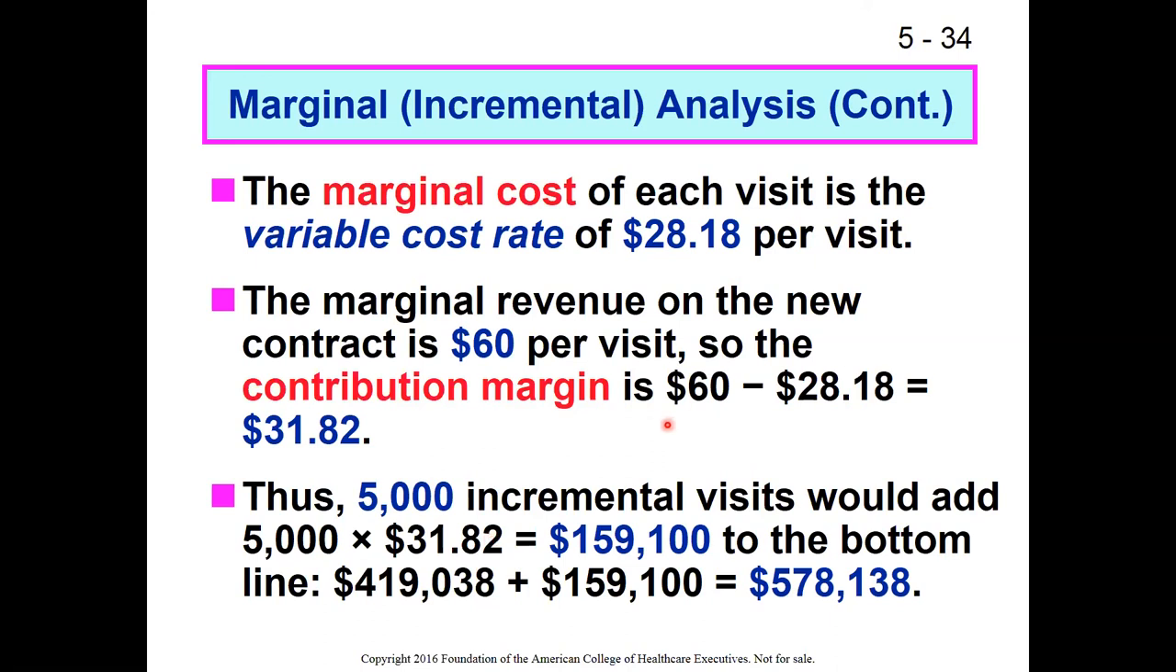So the marginal revenue, the additional revenue that you're going to get off that next visit, is 60. So the contribution margin is 31.82, which is positive, which is what you want, right?